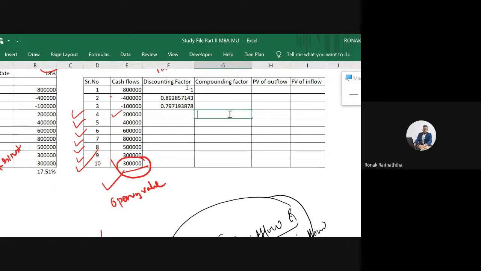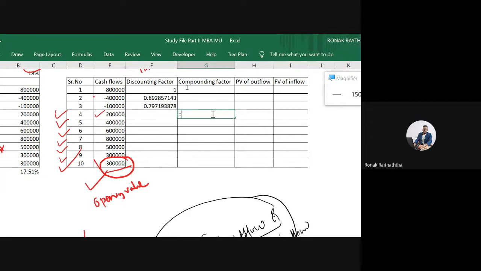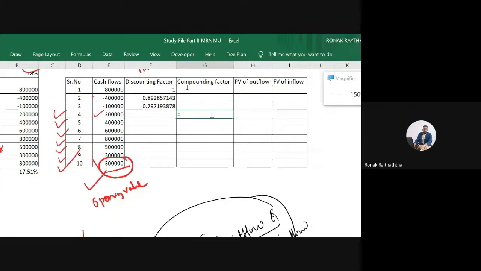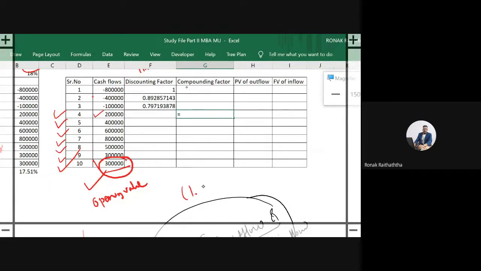How do we find the compounding factor? Equals to, please try to recall the future values we used to do. At what rate? 18%, right? So 1.18 raised to 7. See the value of 4th year. You want to know what will be the value after the 10th period. So for how many periods will compounding happen? 7. If you can recall, while we were doing the future value, we were starting from descending order.